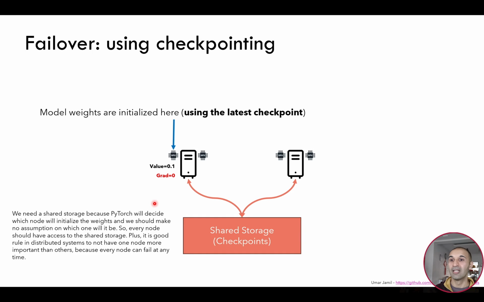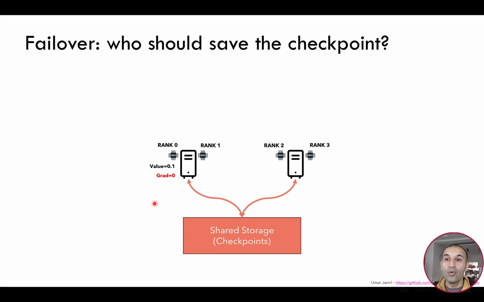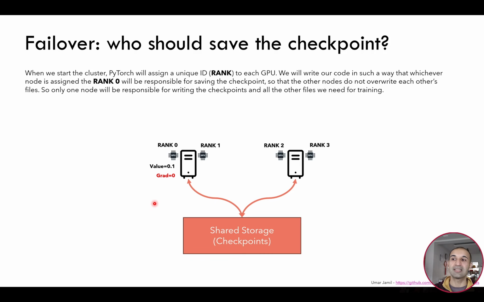So all nodes should be treated equally, so they should run the same code and they should have access to the same shared storage. However, when we have a shared storage, who should be responsible for saving the checkpoint? Because if we make a code in which everyone is writing the checkpoint, they may end up overwriting each other. So what we do is, because PyTorch will tell us what is the rank of the current node, we will write the code in such a way that we check the rank of the current node, and if it's the rank number 0, then we save the checkpoint. If it's rank number 1, 2, or 3, we don't do anything. So it means that only one rank will be responsible for saving the checkpoint.